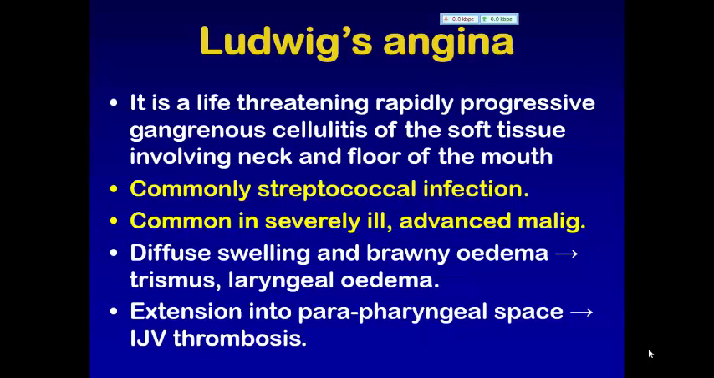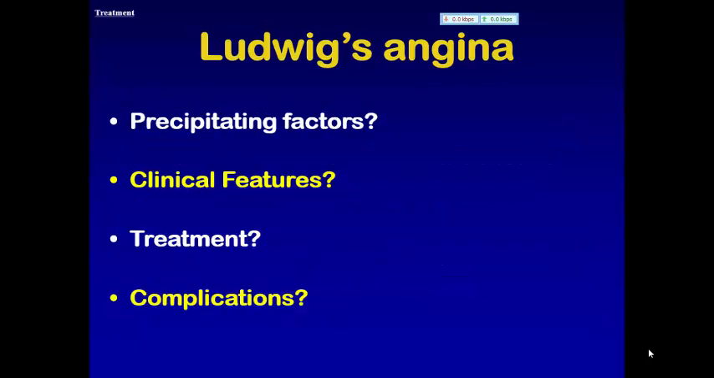The precipitating factors of Ludwig's angina include carious teeth, oral or other malignancy of the oral cavity, submandibular salivary infection or calculi, chemotherapy, and chronic diseases like diabetes mellitus, or cachexia of any cause.